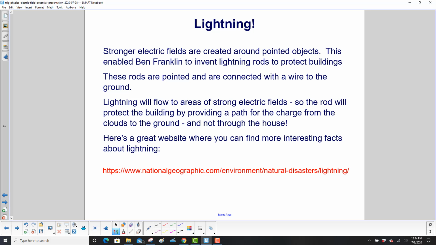Stronger electric fields are created around pointed objects. This enabled Ben Franklin to invent lightning rods to protect buildings. The rods are pointed and are connected with a wire to the ground. Lightning will flow to areas of strong electric fields, so the rod will protect the building by providing a path for the charge from the clouds to the ground, and not through your house.